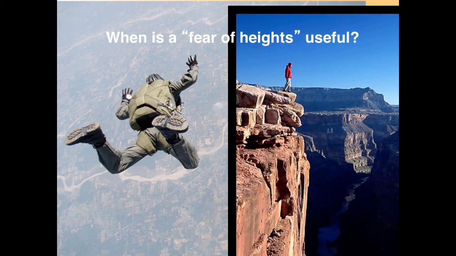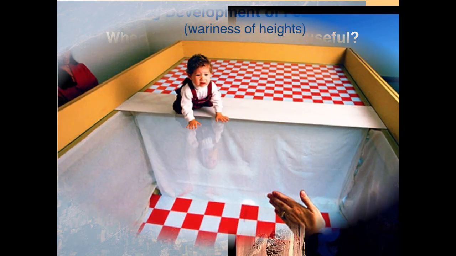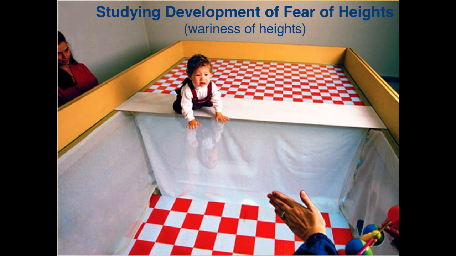Let's now turn to the question of development of fear of heights and ask, when is a fear of heights useful? Is the development of fear of heights something that is crucial for survival for a human infant? Or is it something that can develop later on, like the capacity for language? Human infants typically cannot locomote on their own until about 6 to 10 months of age. Thus, it's not clear what use a fear of heights would be in an infant that can't crawl.